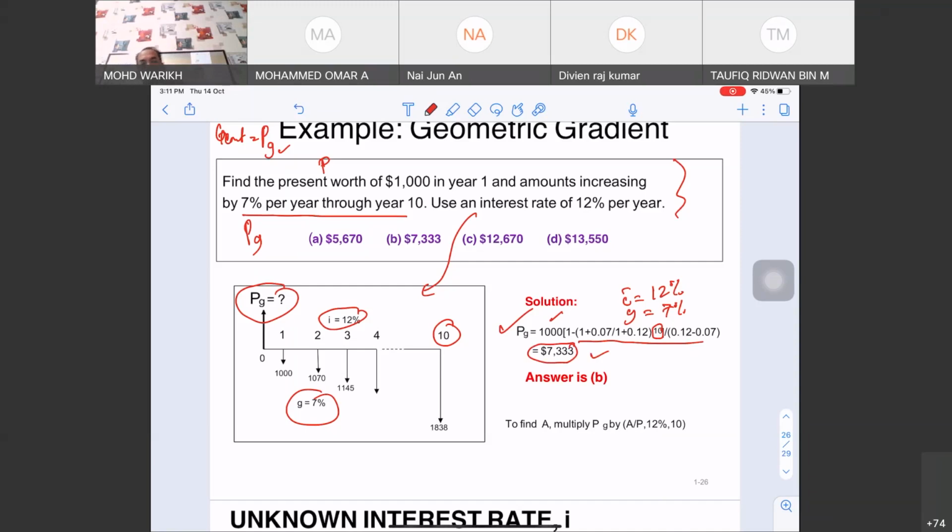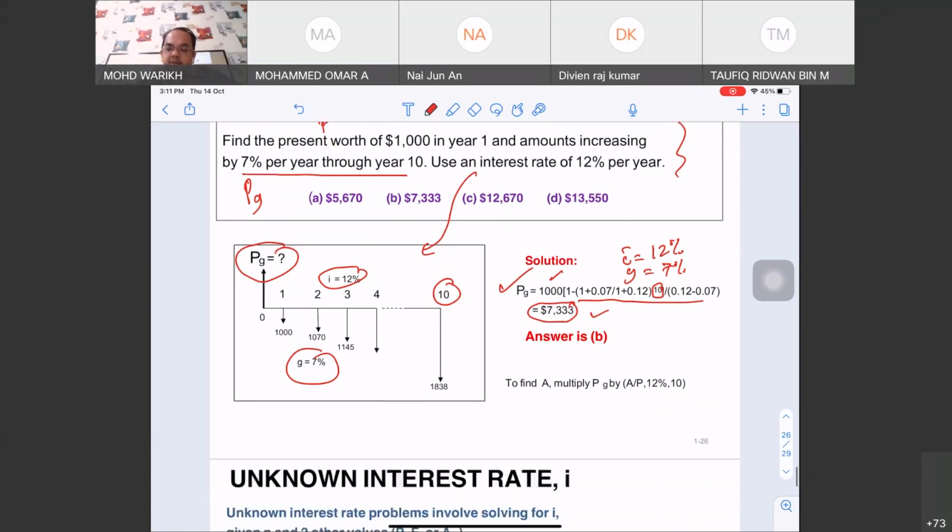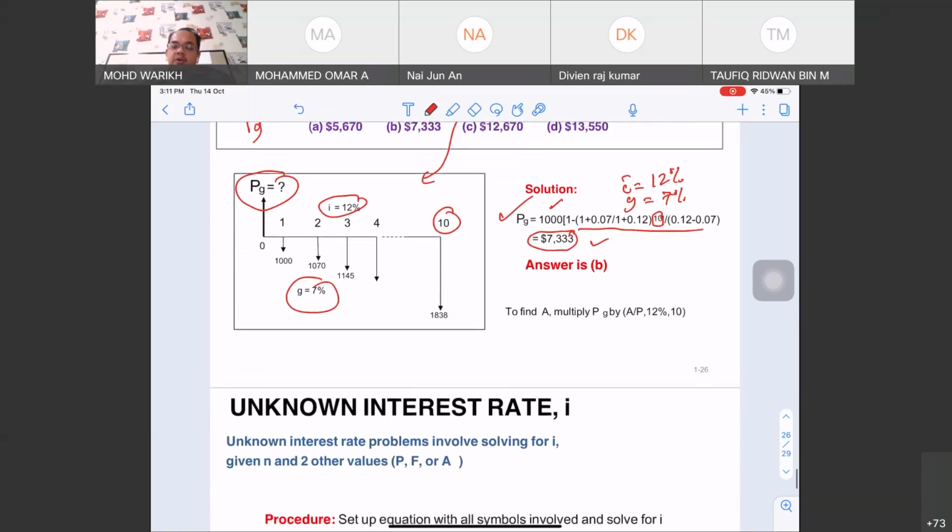Can? Only use the formula. Okay, good. So you have to find A, multiply P_g by this one. Use the A from earlier. That means A is the average payment, the same numbers from year 1 until year 10. So you get these numbers. Just multiply.